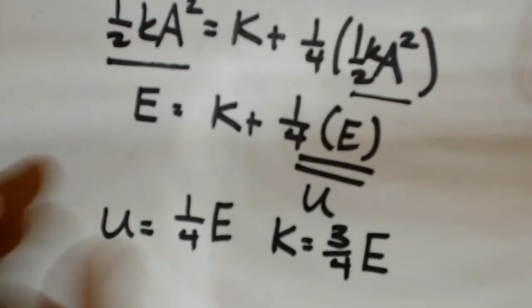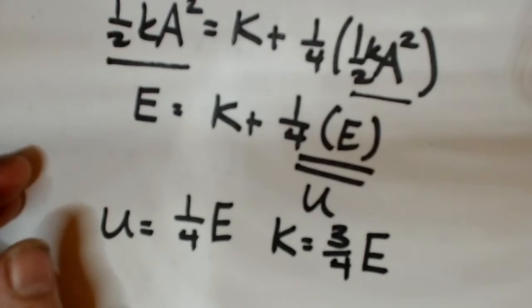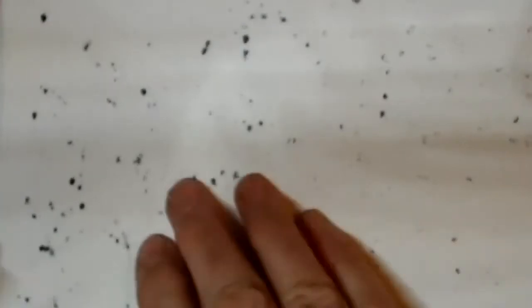Okay, so part B says, at what displacement as a fraction of A is the energy half kinetic and half potential? Okay, so there's my little blotter page that I use underneath here.